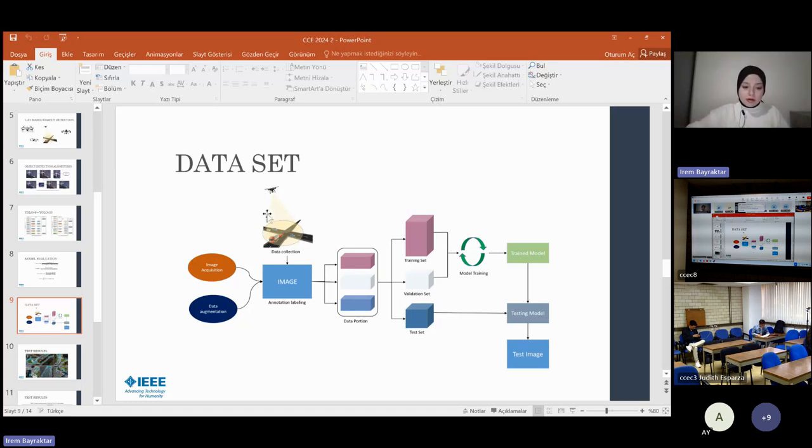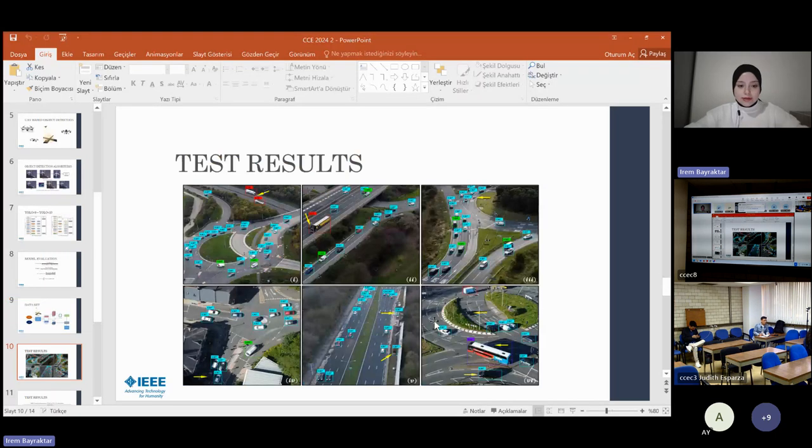After we collected the images, we did some image acquisition and data augmentation, and we created our data set. We divided our data set into three: training data set, validation data set, and test data set. After we trained our algorithm, we validated it, and we tested our model. I guess I have little time left, so I will go directly to the test results.